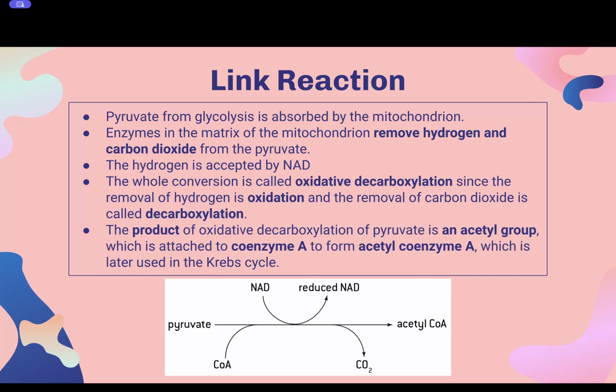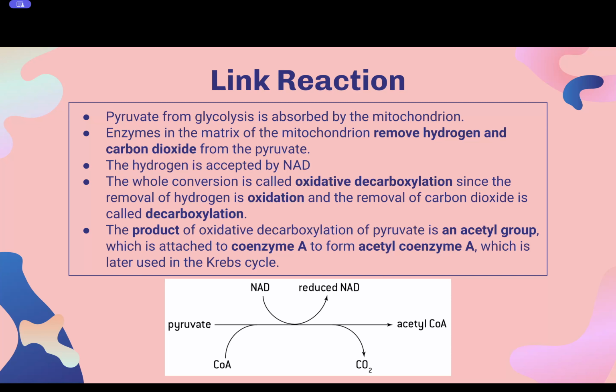Basically, the pyruvate will turn into an acetyl group, which then attaches to a coenzyme A. But the process involves the removal of hydrogen and carbon dioxide. Obviously, the hydrogen is accepted by the NAD, which we know is the hydrogen acceptor or the oxidizing agent throughout this entire process. NAD will turn into reduced NAD.